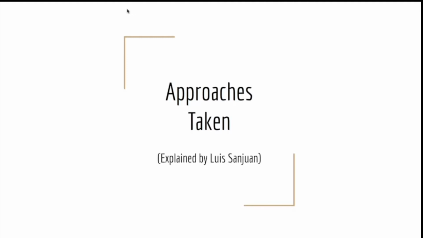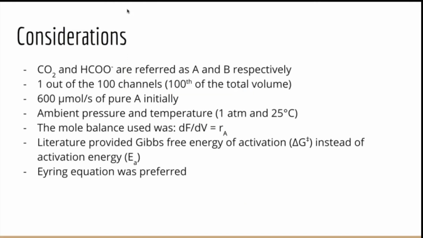But before that, I'm going to discuss the considerations taken. Firstly, for CO2 and HCO minus, also known as formate, we refer to it as A and B for the sake of abbreviation. For the production rate, we take into account only 1 out of the 100 channels in the total reactor. And through that channel, there's only going to be 600 micromoles per second of CO2. We take into account the ambient pressures and temperatures, as shown there.